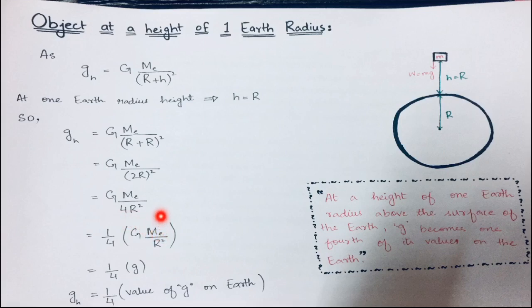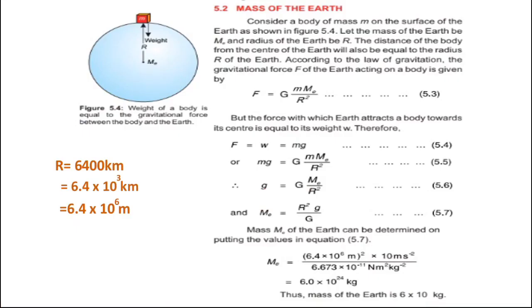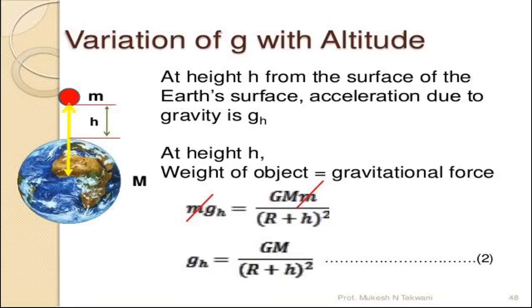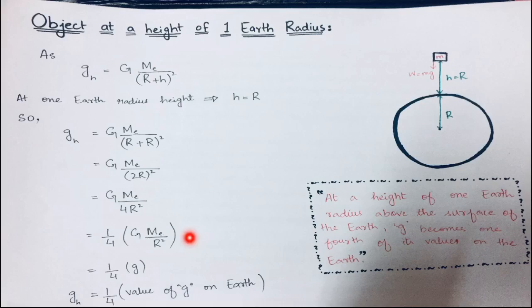4R square. If you see here, GMe divided by R square was basically the value of g from the mass of the earth. So I can also write g instead of GMe divided by R square. So at a height of 1 earth radius from the surface of the earth, g becomes 1 by 4th of the value on earth.